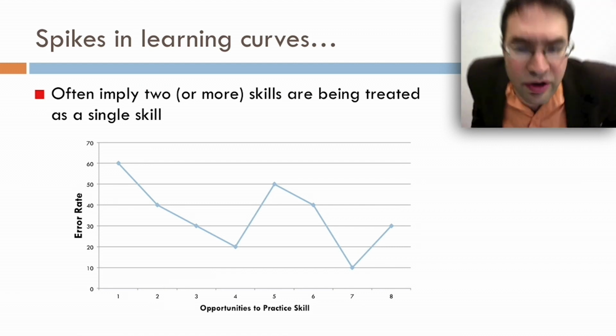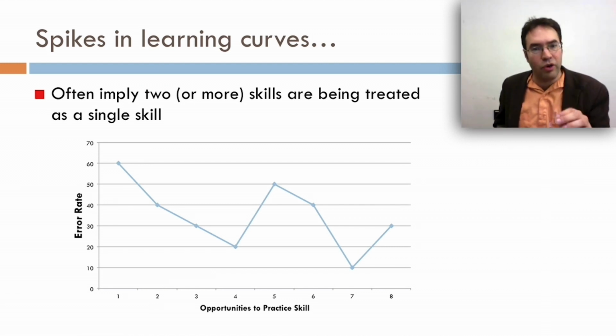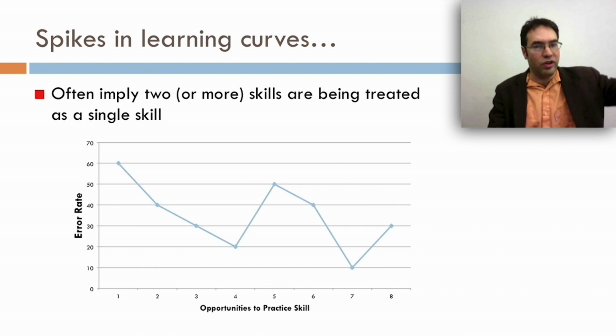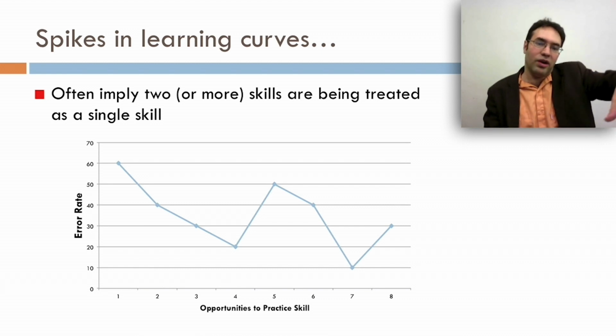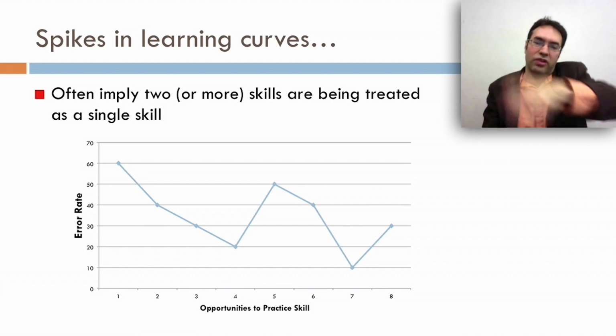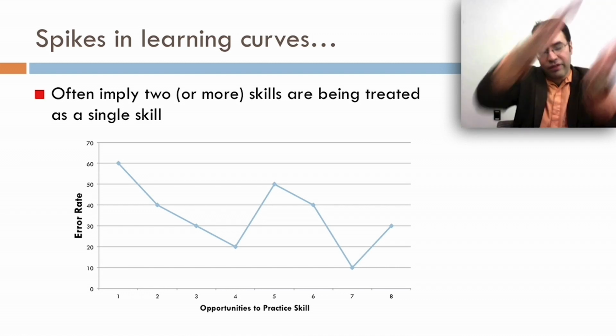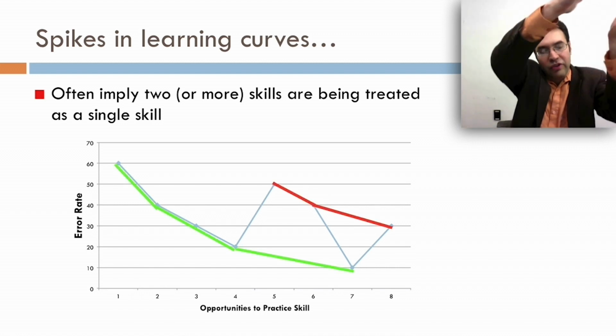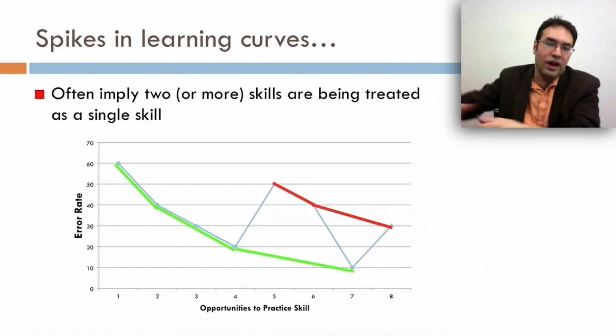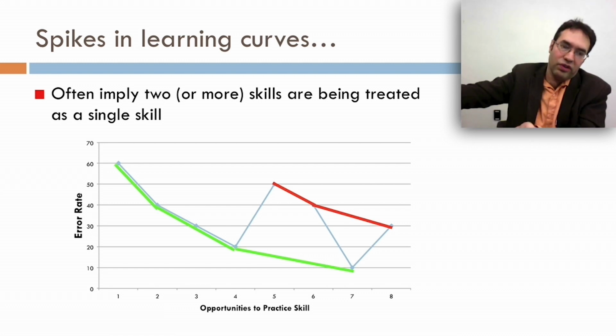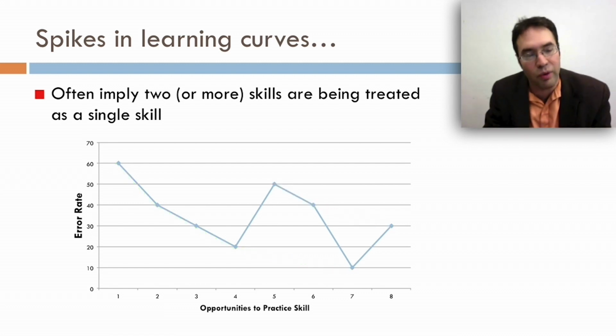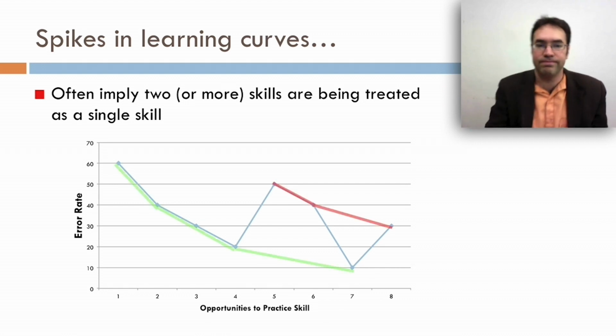Now, spikes in learning curves often imply that 2 or more skills are being treated as a single skill. So if we look at this graph, the student seems to be getting better, then they shoot up, then they come down, then they shoot up again. And actually, this graph is demonstrating 2 different learning curves occurring. If you look at it as 2 learning curves, it looks really smooth and nice, but if you look at it like one, it's a total mess.